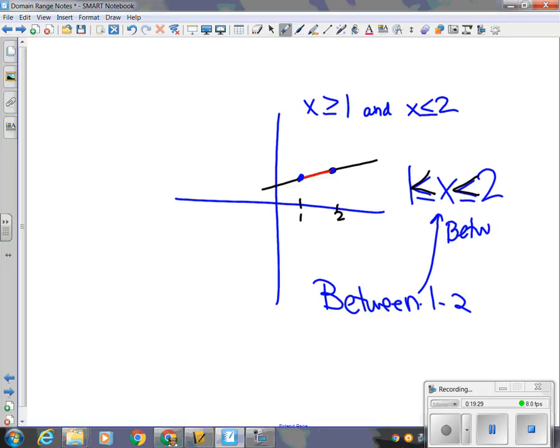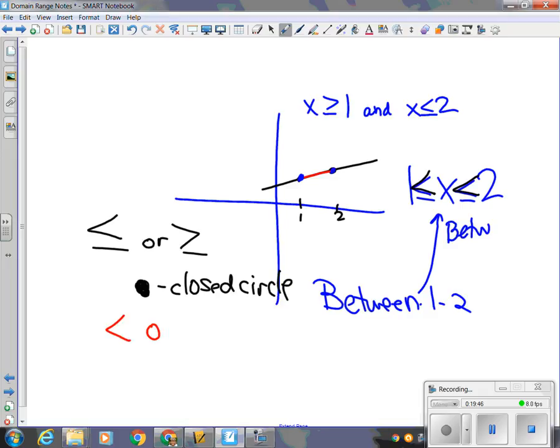Now, sometimes you use an equals, and sometimes you don't. Do you know the difference between when you use an equals and when you don't? If it's less than or equals, or greater than or equals, you'll see a what? Closed circle. Somebody was saying it. I heard you. What if it just says less than or greater than with no equals? Then you will be looking at a what? An open circle. All right.